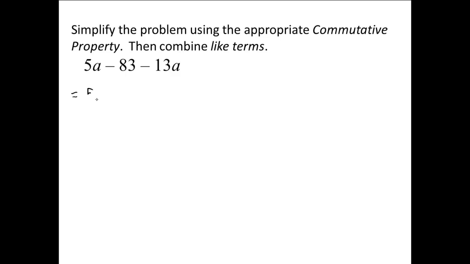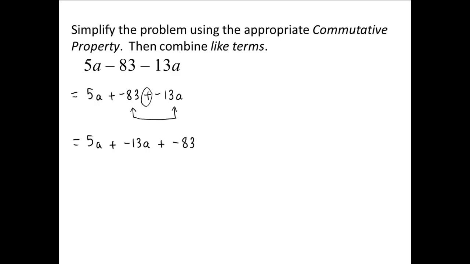Simplify the problem using the appropriate commutative property, then combine like terms. First, let's write each subtraction as plus a negative number, or plus a negative term. Then we will change the order in which these two terms are written using the commutative property of addition. So we have 5a plus, we'll write negative 13a first, plus negative 83. 5a and negative 13a are like terms.